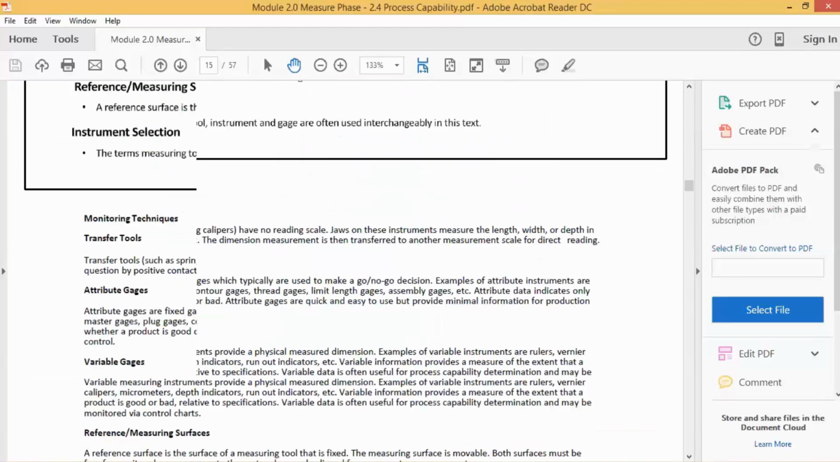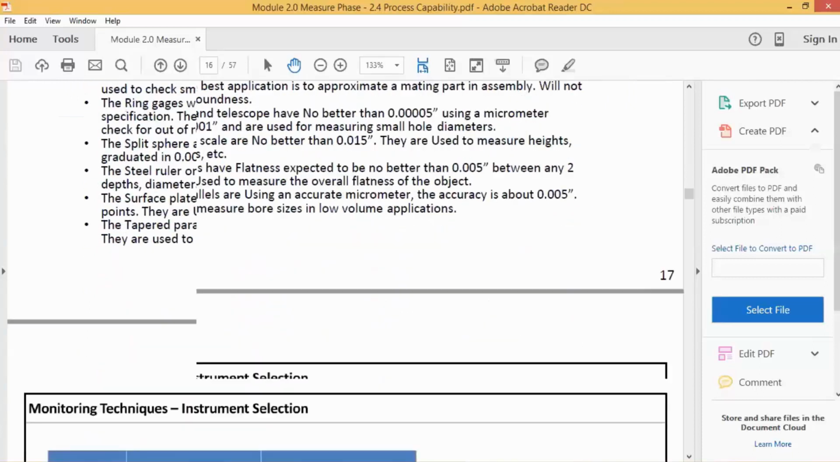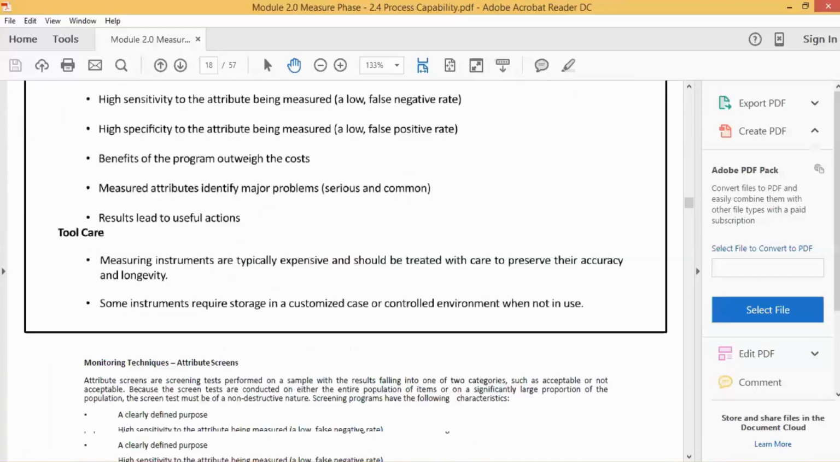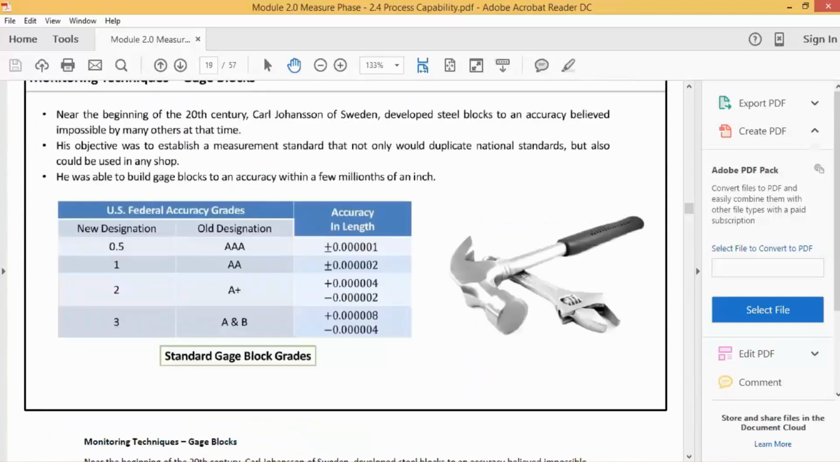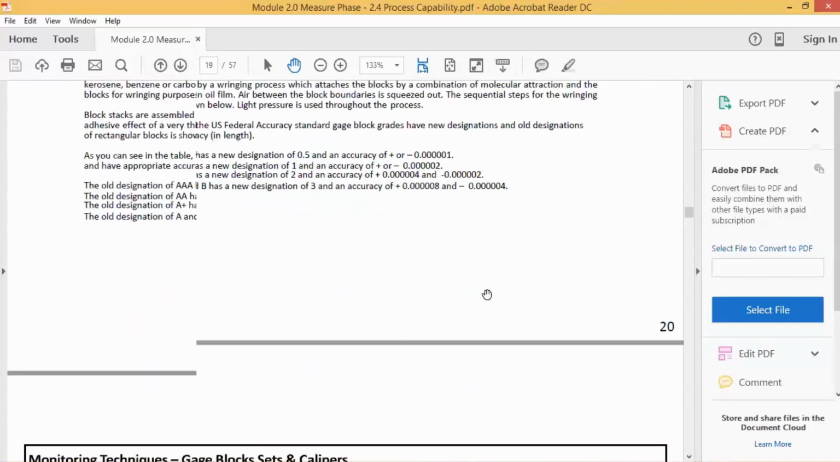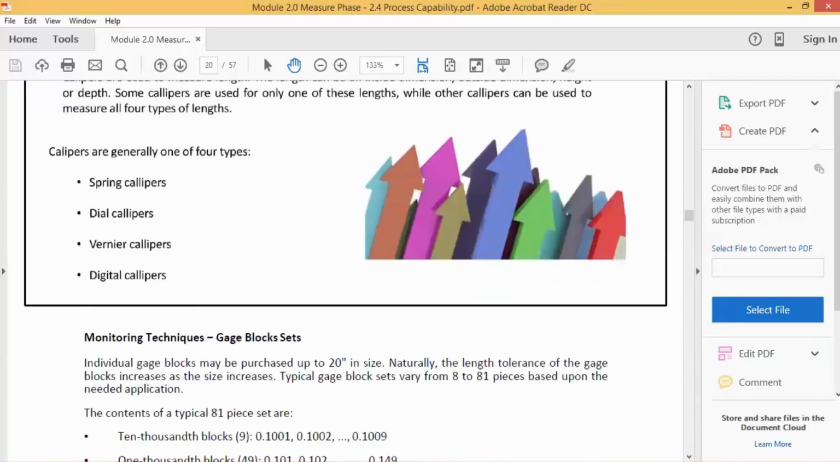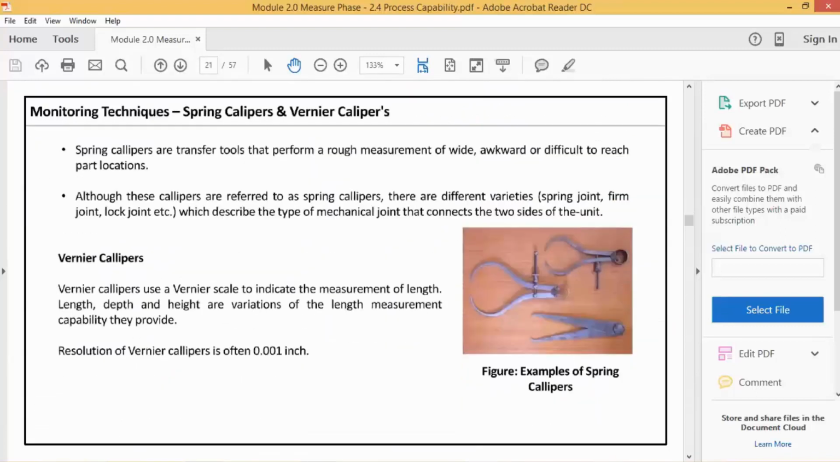This slide is not that very much important. I'll show you some instruments which are used in the factories. See here, these are instruments which are used. There is an instrument shown here. Then I'll show you one more instrument. These are spring calipers, dial calipers, vernier calipers, digital calipers. All these are instruments shown on the screen.